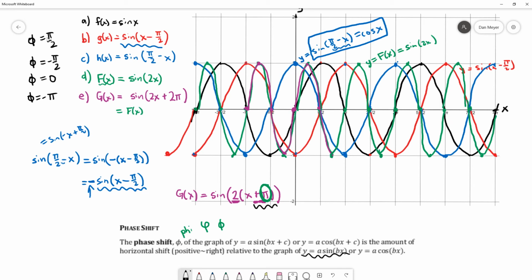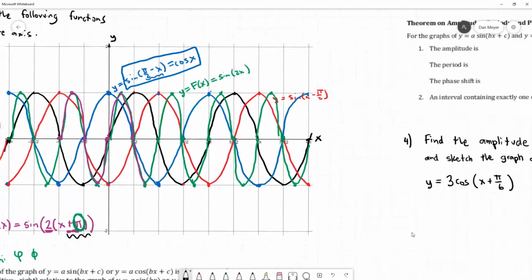And then for the phase shift, we're going to go ahead and deal with that. I guess it's kind of hard to see the pattern here. There's a relationship. Notice that in this g of x example, the b value comes into play. So let's go ahead and move on to the theorem on amplitudes, periods, and phase shifts.